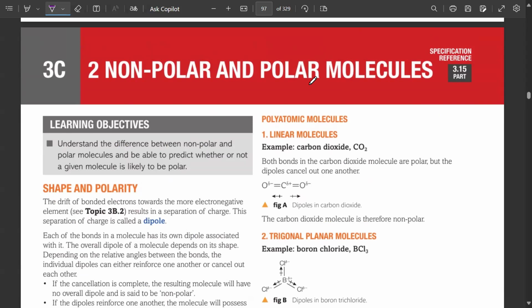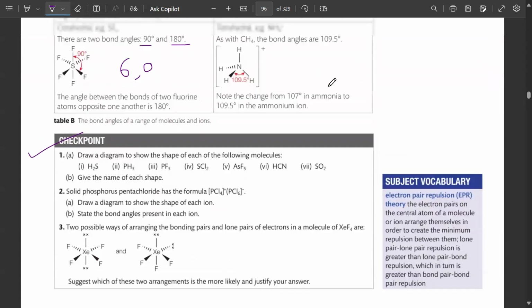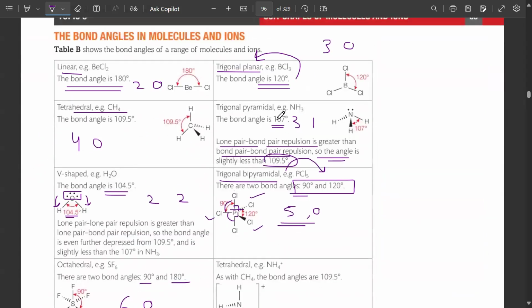Polar molecules, they are the V-shaped ones, the pyramid ones, weren't they? No, the triangle-shaped molecules, that is a completely separate topic. That was shapes. This is polar. Where did you read polar? That is planar and pyramidal.